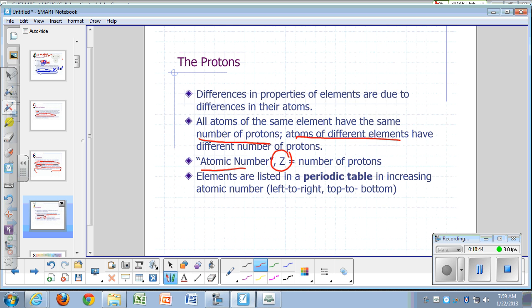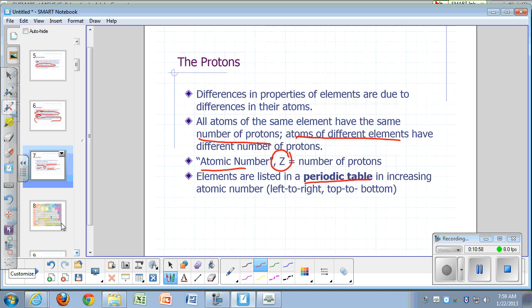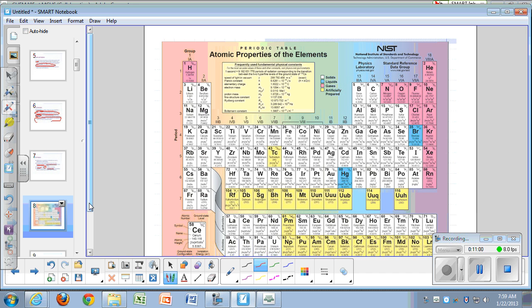Okay, and the elements that are known in nature, that we know so far, are listed in a chart called a periodic table in increasing atomic number from left to right. And here's an example of a periodic table. It's a good one to have, to print out, to have handy, because this one has a lot of information about the elements. This particular periodic table you can download from the NIST website. You can download a very high resolution color version of this colored periodic table.